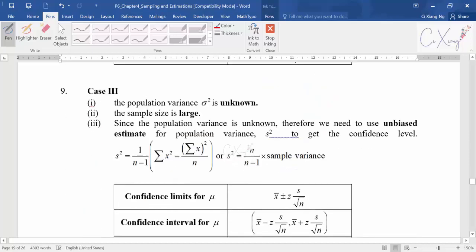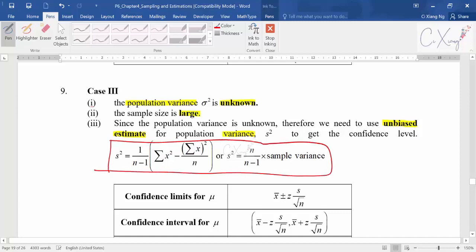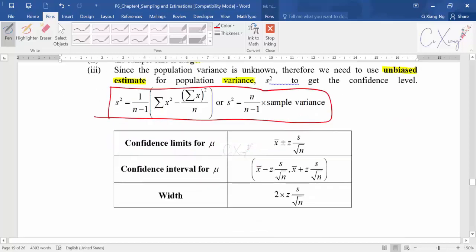For case number 3, the biggest difference is that the population variance is unknown, and the sample size must be large also. Because the population variance is unknown, you have one extra step: you need to calculate the unbiased estimate for the population variance first, using the formula that we learned before in part 1 of this chapter. Then you put the calculated value into the formula for the confidence interval. So case number 3 is quite different from case 1 and case 2.